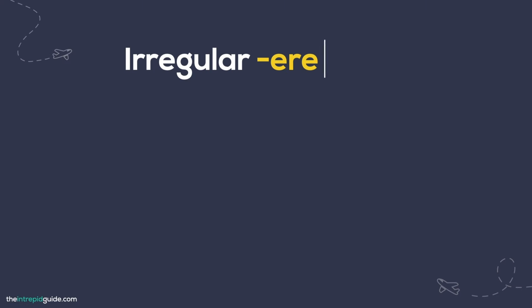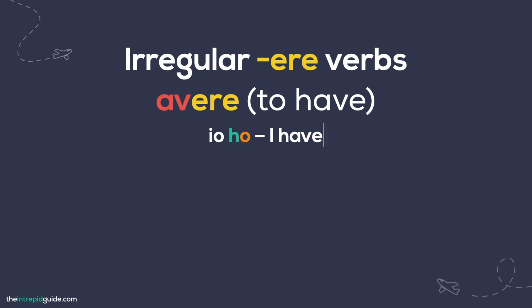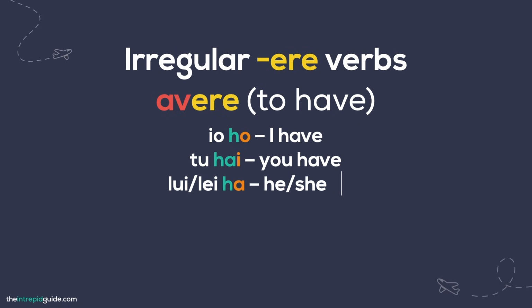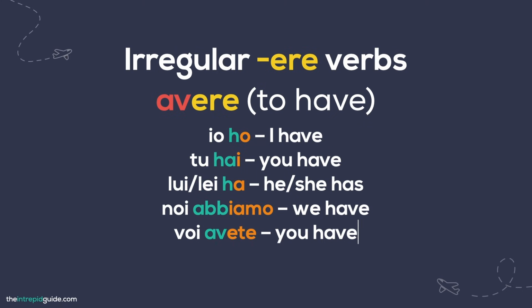Then we have the irregular verbs from the ERE family. Now, the two most important verbs from this family are the auxiliary verbs essere, which means to be, and avere, to have. So let's look at these two first. So avere means to have. So we have io ho, tu hai, lui, lei ha, noi abbiamo, voi avete, loro hanno.